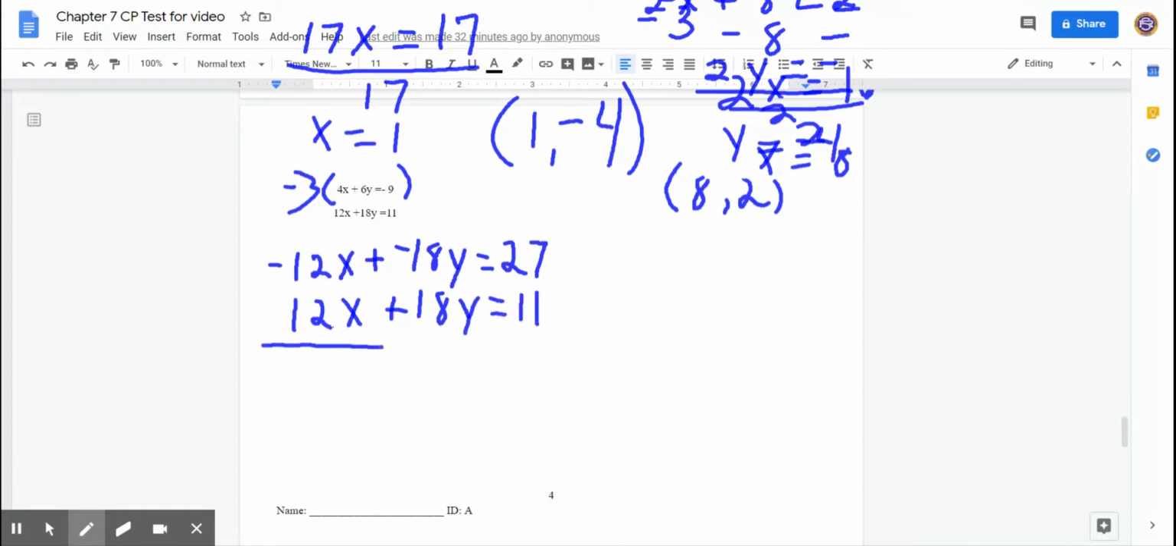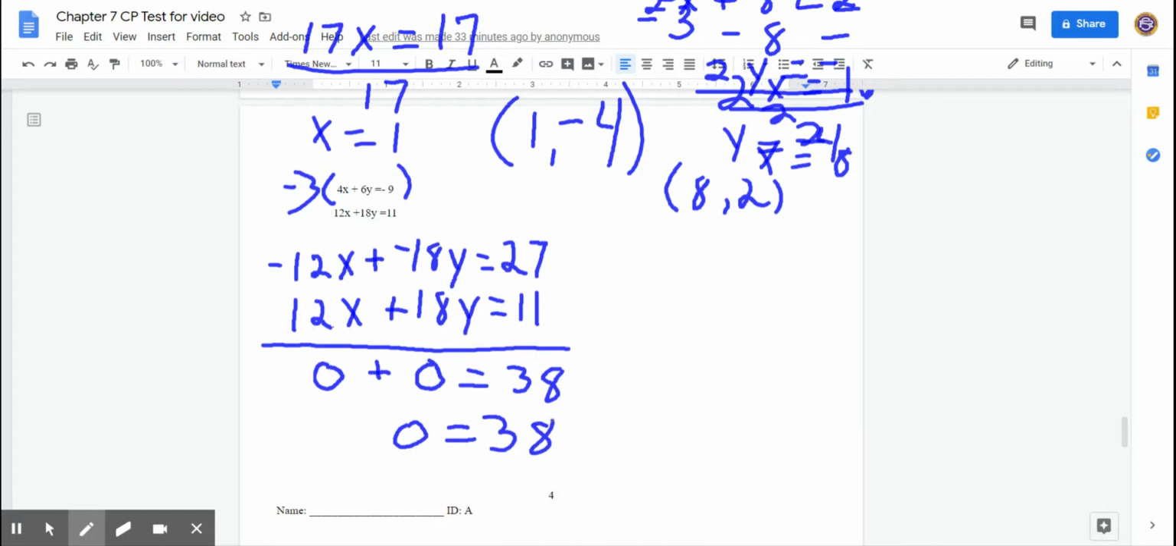and then I'm going to add. -12 plus 12x is 0. -18y plus 18y is also 0. And 27 plus 17 is 38. So what do I have? I have 0 equals 38.